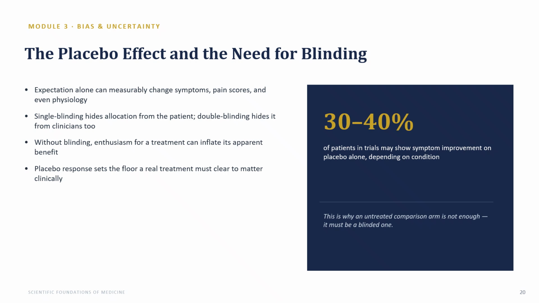So now let's see the placebo effect. The placebo effect demonstrates that patients' expectations alone can influence health outcomes. Double-blind studies help minimize this effect and improve research accuracy. Expectation alone can measurably change symptoms, pain scores, and even physiology. Single blinding hides allocation from the patient, double blinding hides it from the clinicians.